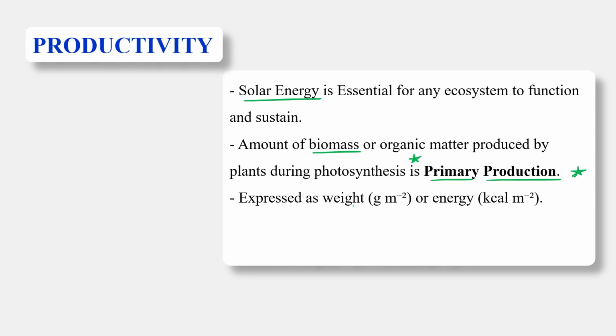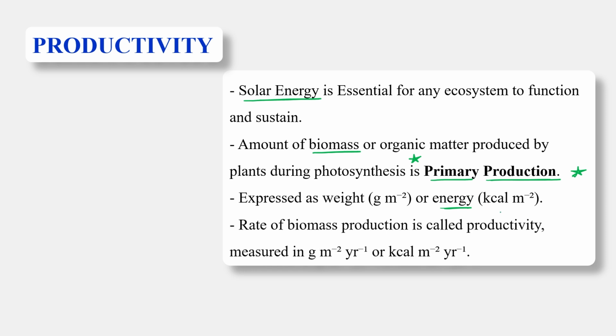Okay, and it is expressed as gram per meter square, or in energy we can also use the term kilocalorie per meter square. And the rate of biomass production is called productivity. Amount is known as primary production, and amount is expressed as a weight, but rate is known as productivity. Rate of biomass production is called productivity, and it is measured in gram per meter square per year, or in energy form kilocalorie per meter square per year.